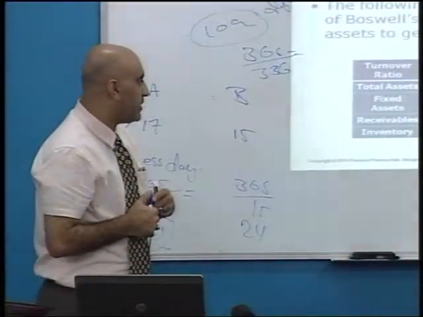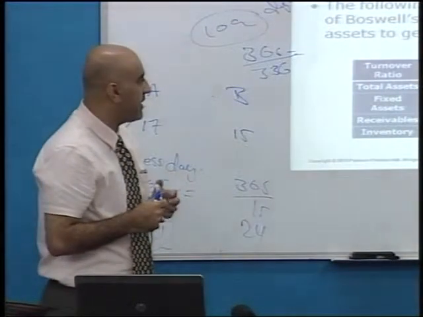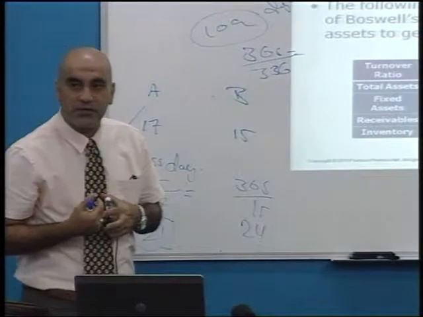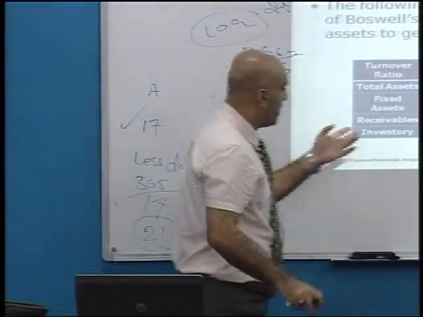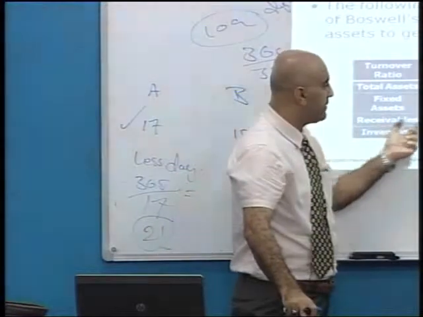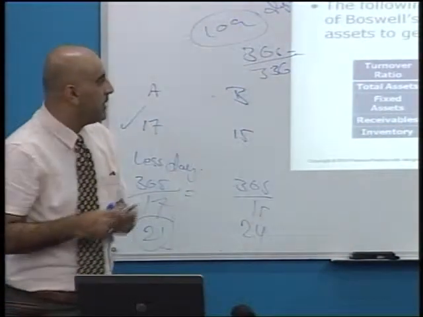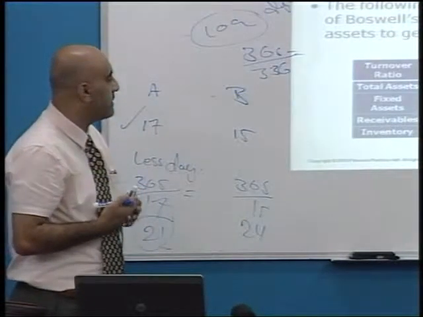So the total asset turnover is fine, more efficient than the peer group. The fixed asset turnover also is more efficient than the peer group. And the collection of the receivable is fine as well, but the problem is in the turnover of the inventory. So we need to know why this is a problem.